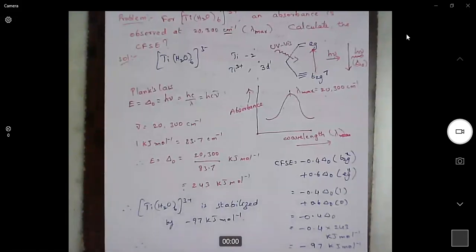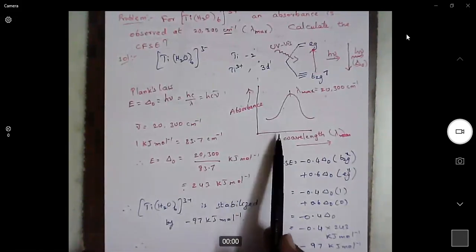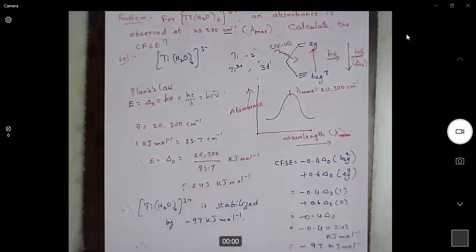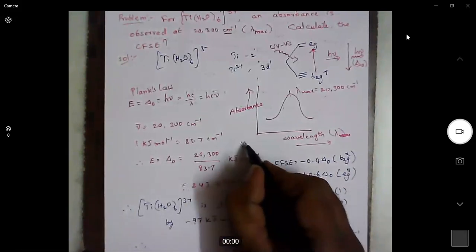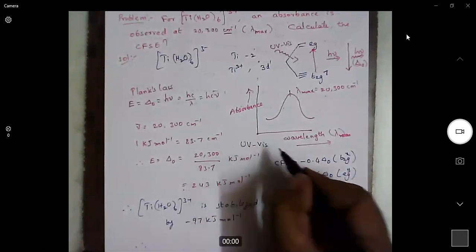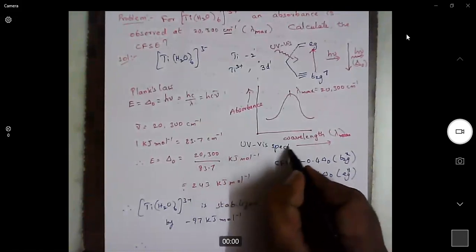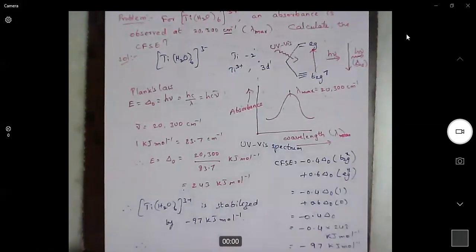This is how we need to calculate the CFSE for any molecule using UV visible data. So I'll give the heading also. This is UV visible spectrum.